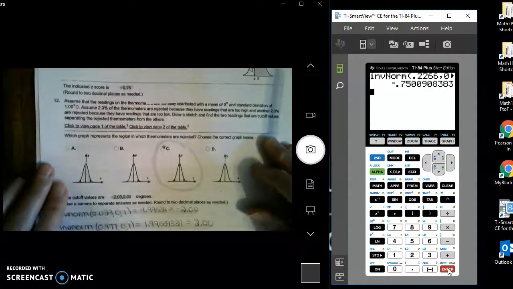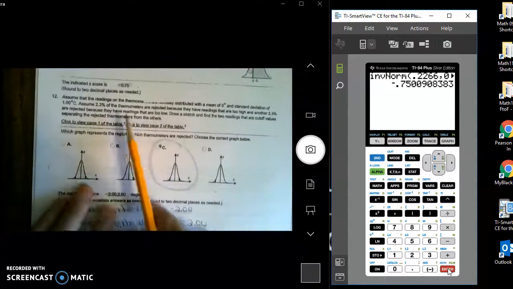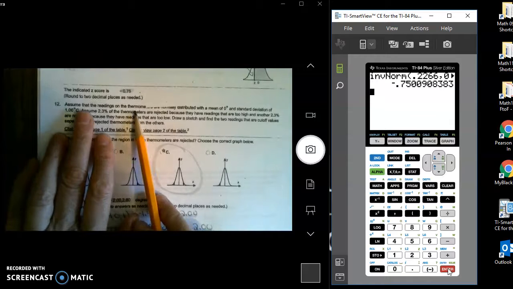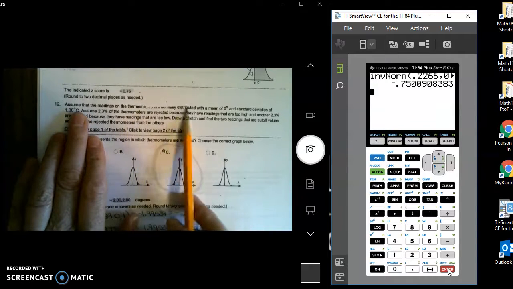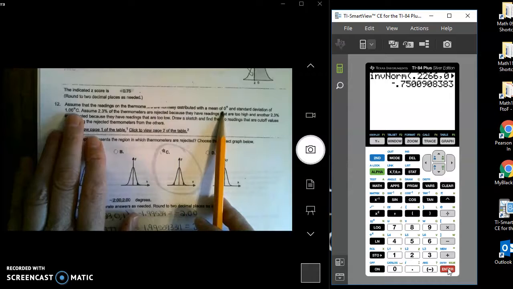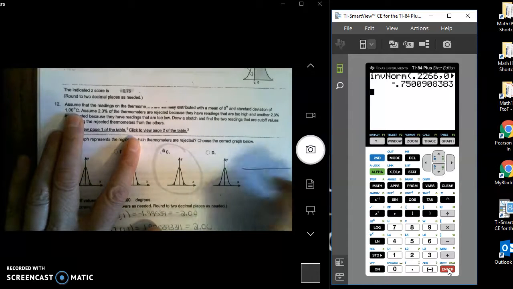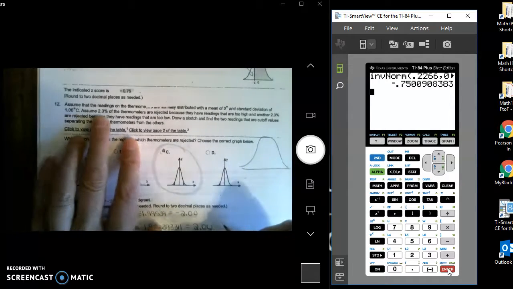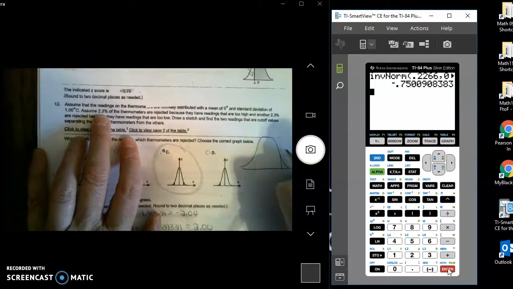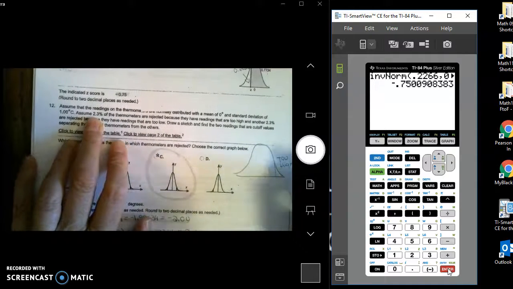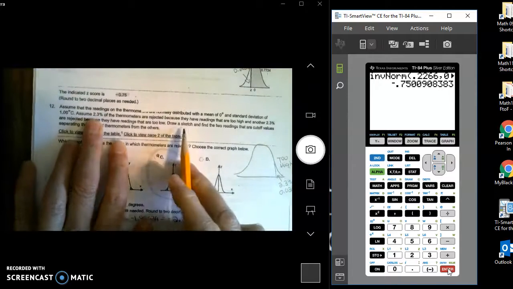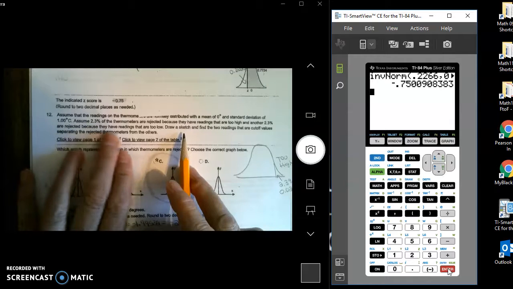I want to do this one as well. This one got kind of cut off here, but it says thermometer readings have a distribution with a mean of 0 and standard deviation of 1, so it's standard normal. So I'm going to go ahead and draw that here. It says 2.3% have thermometers that are too high. So that's over here. That's 2.3%, so I'm going to put 0.023 for that. And another 2.3% are rejected because their readings are too low.